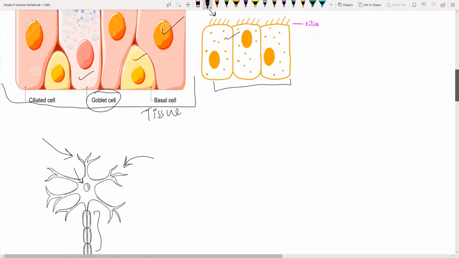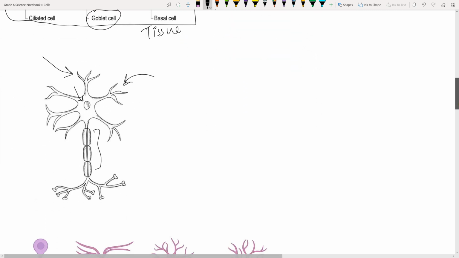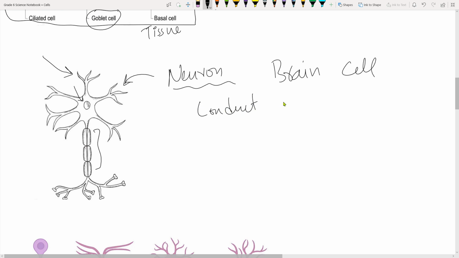Okay. Lastly, in animal cells, there's another specialized cell we call the neuron, right? The neuron is basically, you can say, the brain cell, or the sensory cell. The function of this cell is to conduct electrical signals through the body, right? I told you in class that our brain and our spinal cord work on electrical impulses to move our muscles, to move our body and to do its functions.